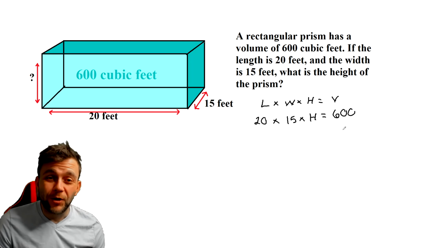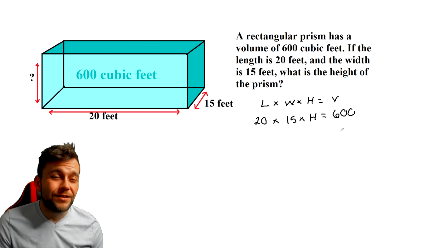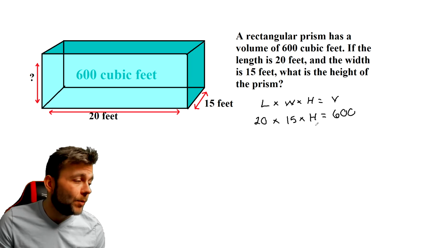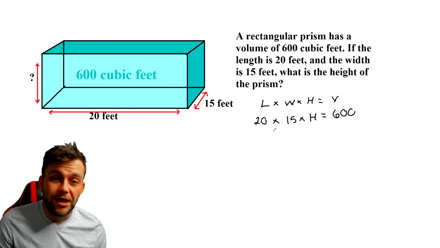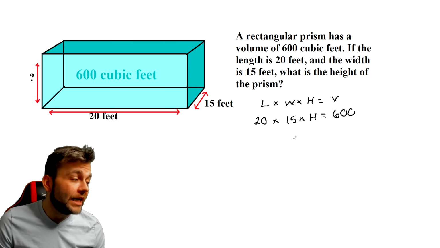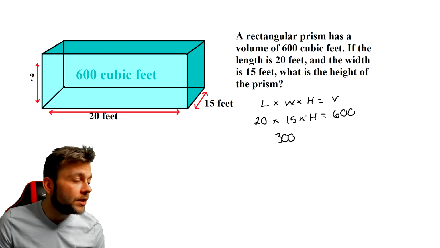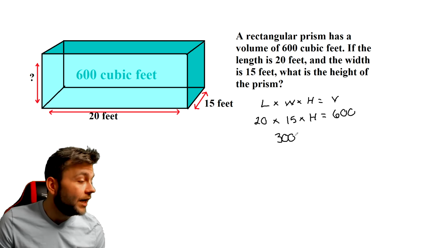So how do we figure this one out? Well, it's like a 1.5 step algebra problem. What is 20 times 15? Well, that is 300. And instead of writing the times here, I'm just going to write the h. So we have 300h, and that equals 600.